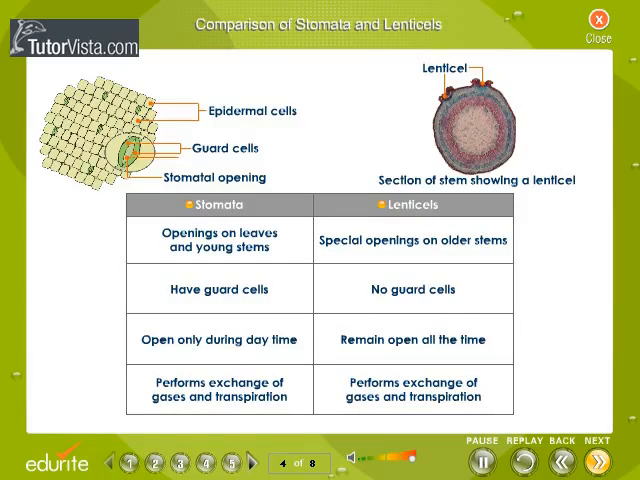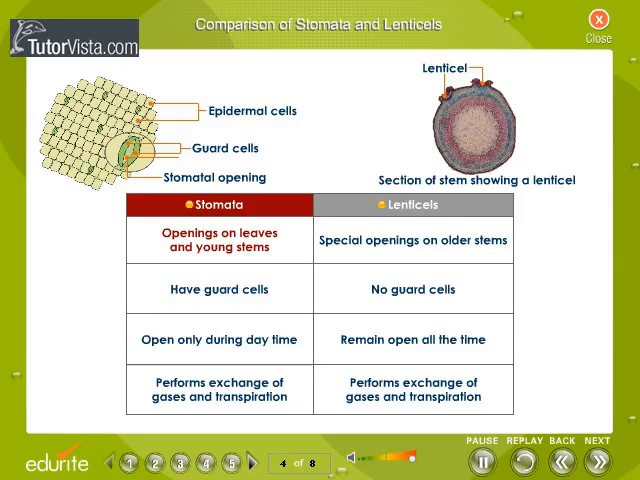Comparison of stomata and lenticels. Observe the diagram carefully to find out the differences between lenticels and stomata. The differences between lenticels and stomata are shown here in the form of a table.